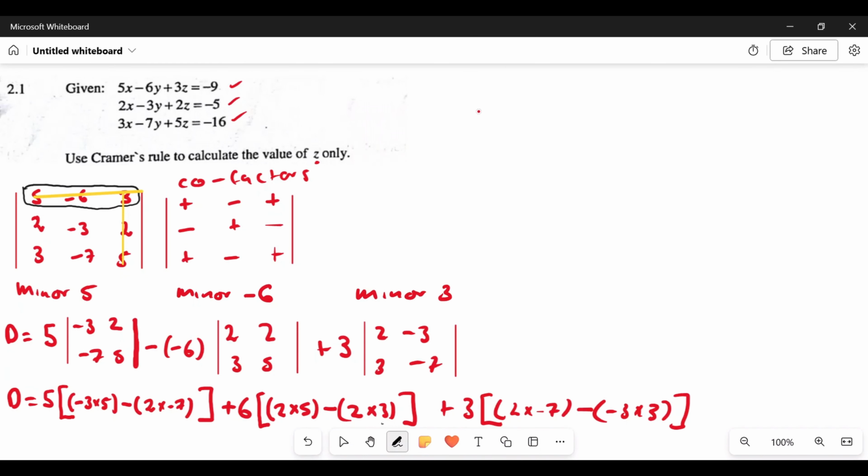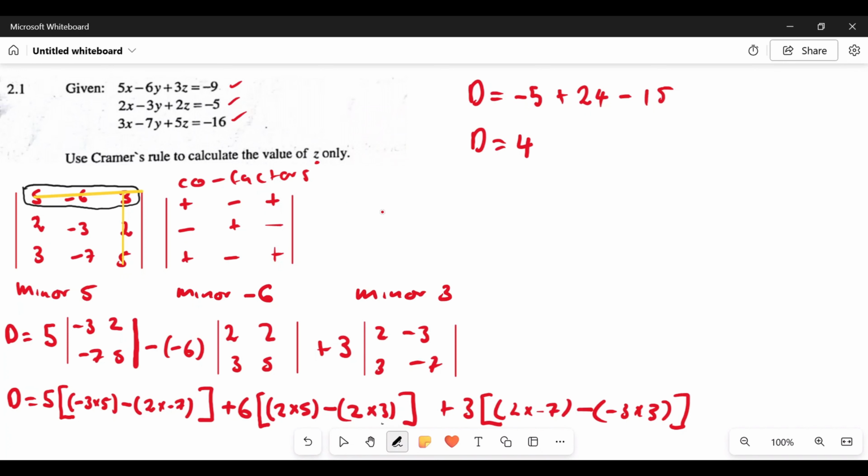So if you continue here, let me try to continue here on top. We know that the determinant is going to give us negative 5, right? Plus. And then the second minor is going to give us 24. And then the third minor, which is 3, is going to give us negative 15. So if you continue here, our determinant is going to be 4. There we go. So our determinant for this matrix is going to give us 4.